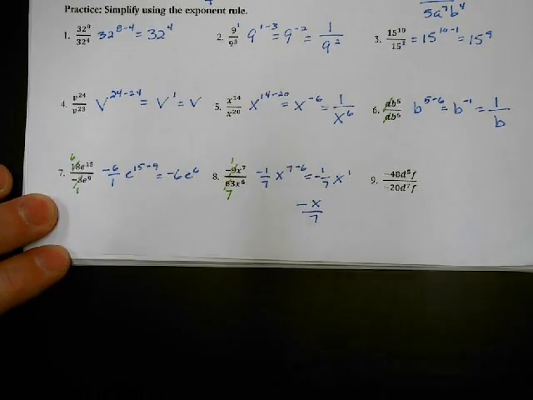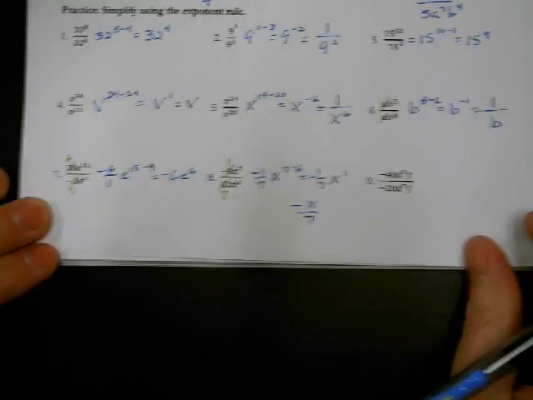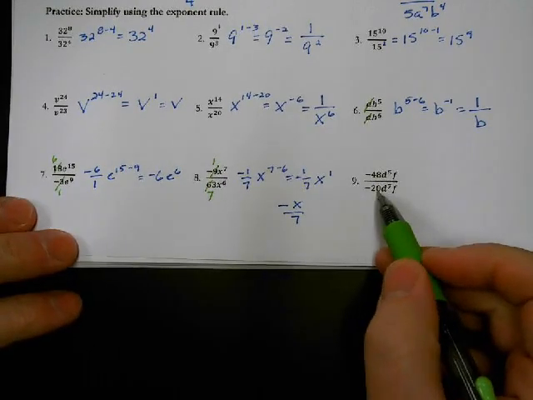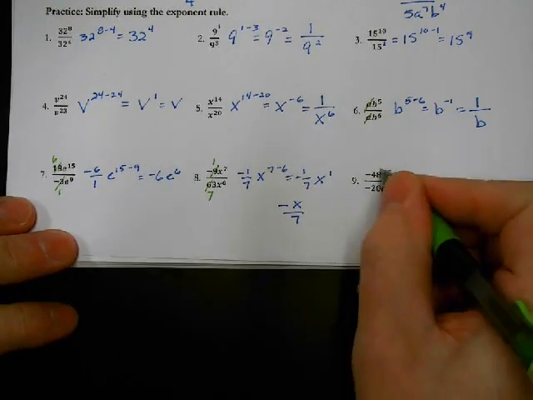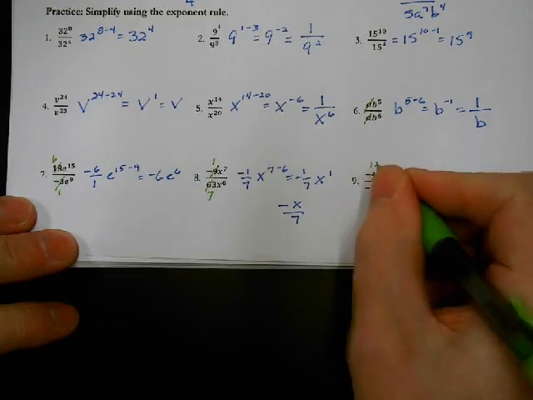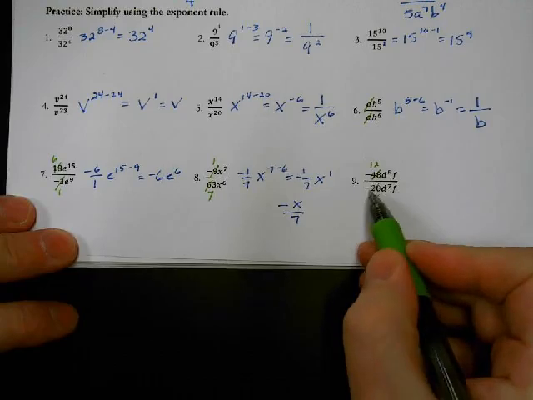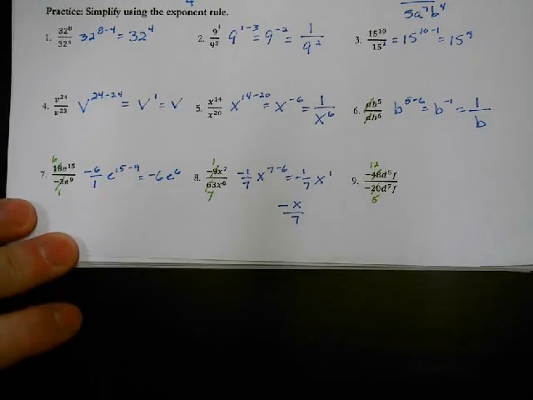Last one. What's the biggest number that goes into 48 and 20? It's 4. 4 goes into 48 12 times. It goes into 20 5 times. A negative divided by a negative is a positive. So that ends up being positive 12 over 5.